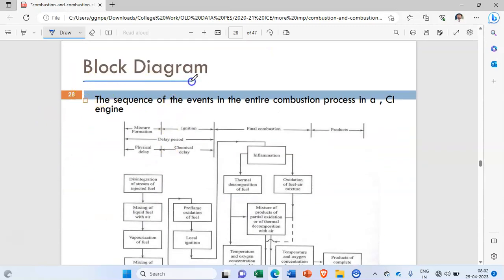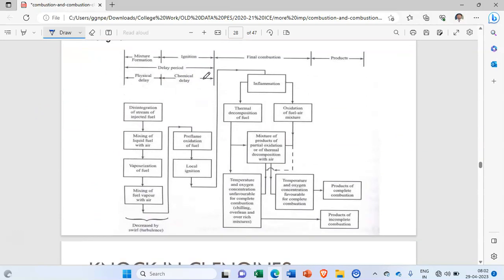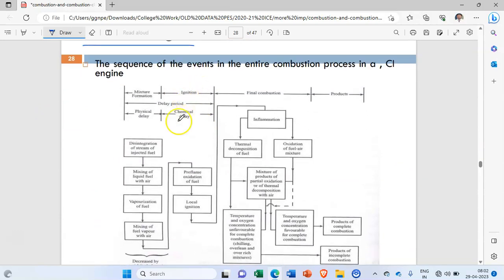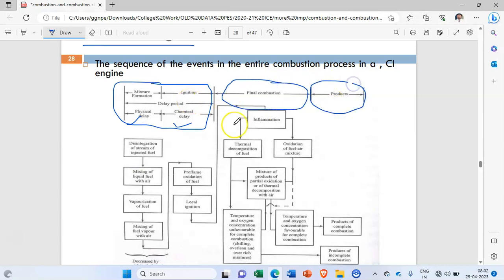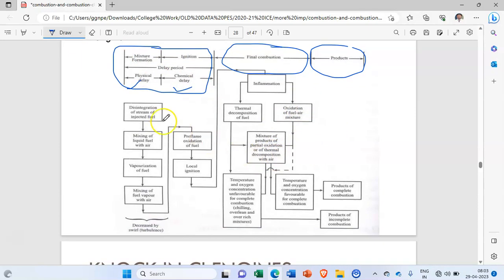Now if you see this block diagram, here you can find whatever process we have discussed. Okay, so this is physical delay, this is the chemical delay, and this is called the first stage, that is delay period. Okay, this is final combustion and this is products. So this is actually the sequence of events that entirely occur in the combustion process.